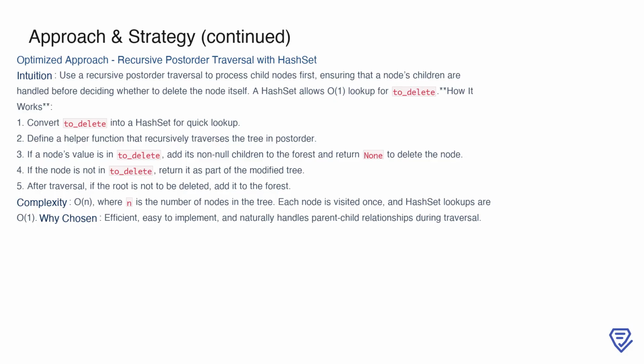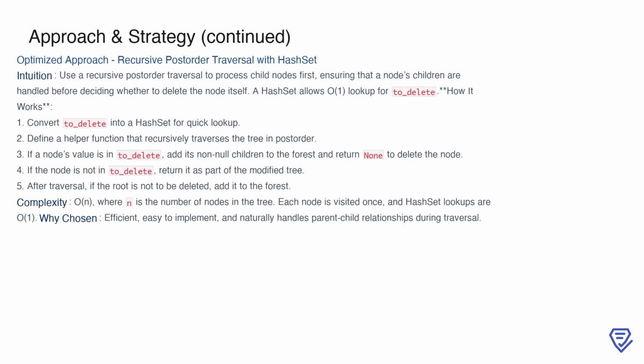First, we define a helper function that recursively traverses the tree in postorder. For each node, if its value is in the hash set, we add its non-null children to the forest and return None to indicate the node has been deleted. If the node is not in the to_delete set, we return the node as part of the modified tree.